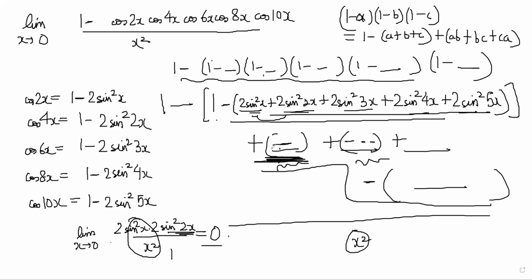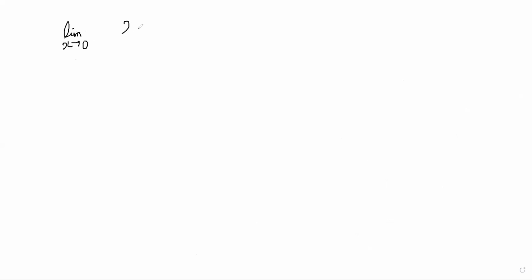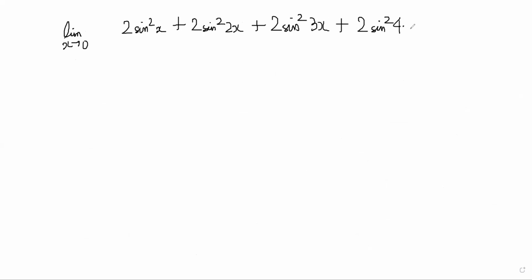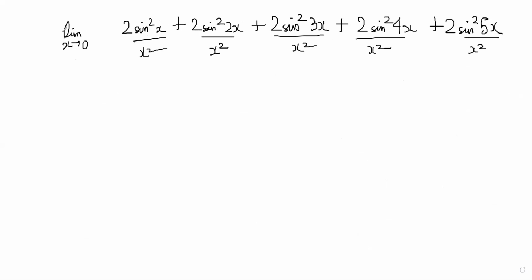So now your answer will be limit of x tends to 0, 2 sine square x plus 2 sine square 2x plus 2 sine square 3x plus 2 sine square 4x plus 2 sine square 5x. All of them are divided by x square. So that is doable because this is 2, right? This is 4 and 4, right? Now it is 1. You understand?